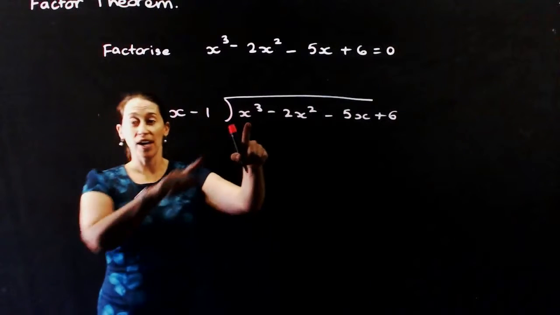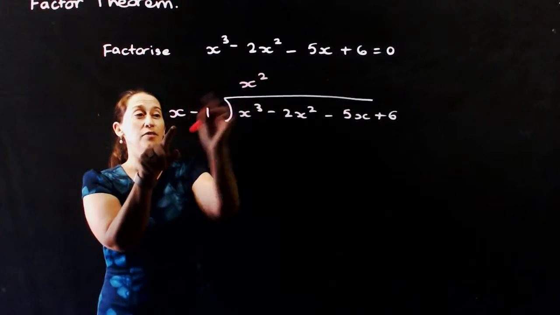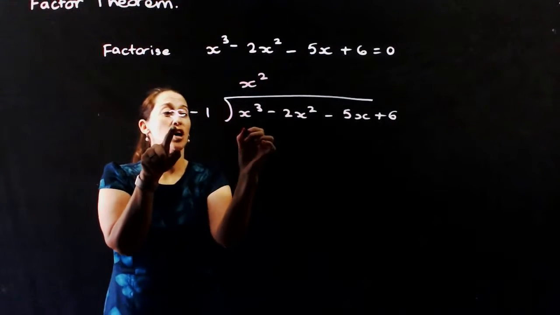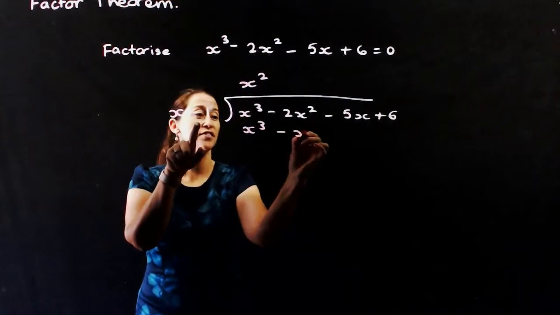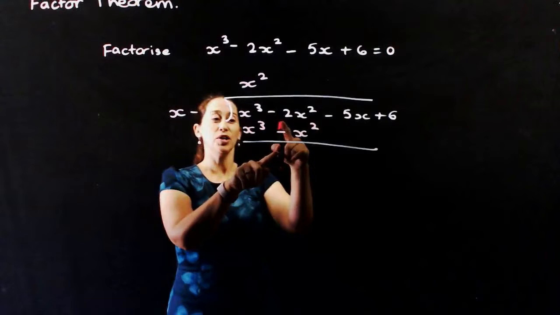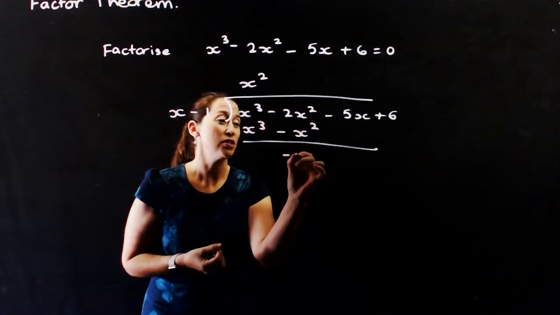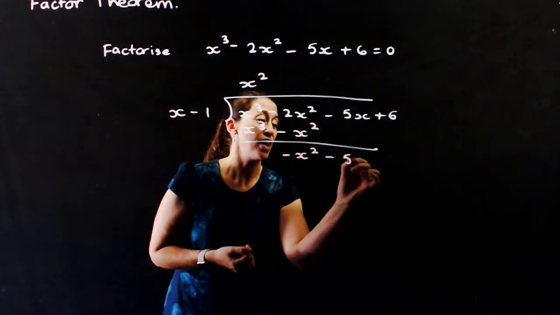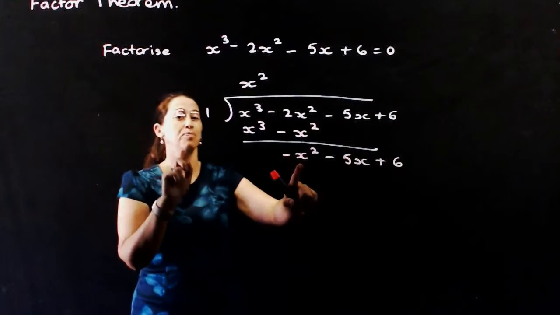So we divide through by x first, giving us x squared. Multiply x squared by each of these. x squared times x is x cubed. x squared times minus 1 is minus x squared. And we do our subtraction. This goes minus 2 minus minus 1, which is minus 2 plus 1, which is minus x squared, minus 5x plus 6.